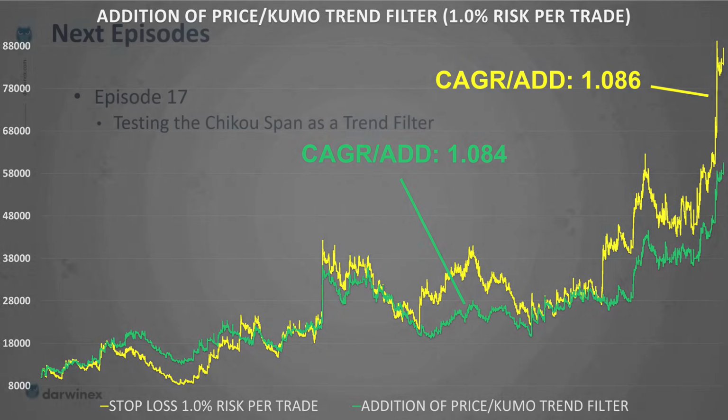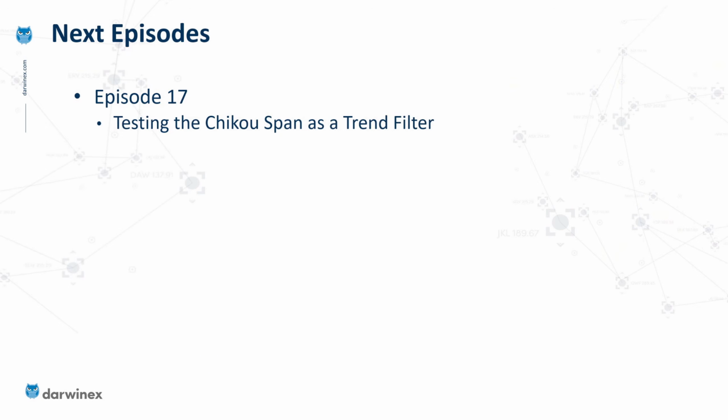Okay, so in the next episode, I'm going to move on to an alternative type of trend filter that uses the Chikou span line of the Ichimoku. And we'll be able to compare and contrast how that works compared to the trend filter that we implemented today. And this will bring us to the end of the simple implementation of Ichimoku that I'm going to look at.